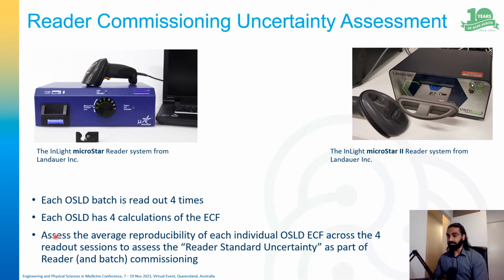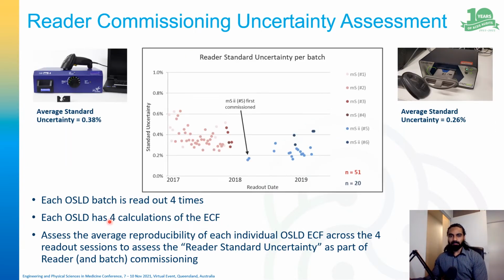So then we can use those statistics to assess the average reproducibility of each individual OSLD ECF across the 4 readout sessions. And in doing so, we then establish the reader standard uncertainty. And we do this again as part of reader and batch commissioning. So we can plot these reader standard uncertainties versus time, and we can separate out the different reader types into different series. The various shades of red are the MicroStar 1 type readers which we've commissioned, and the different shades of blue are the MicroStar 2 readers which we've commissioned.